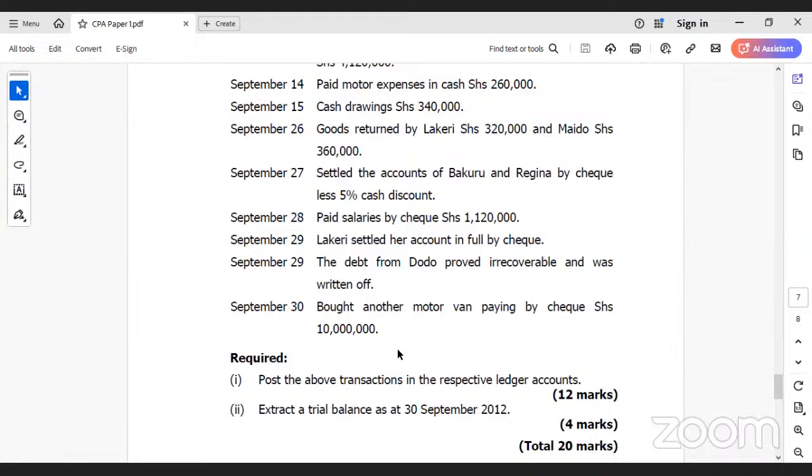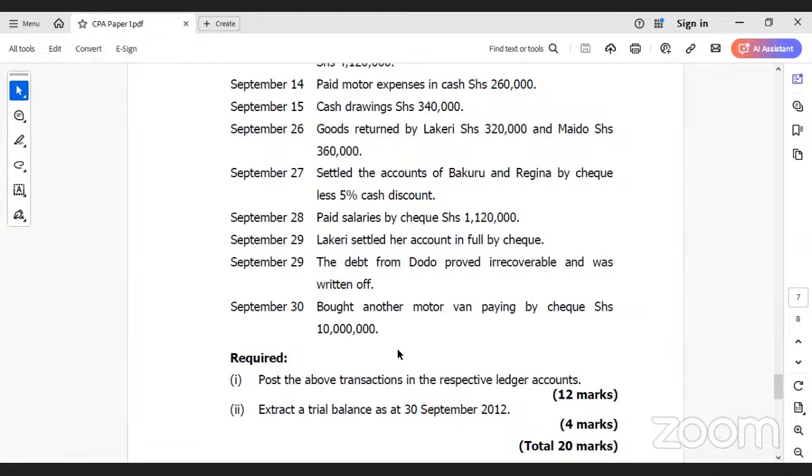Let me try. Yes, Pastor. A trial balance is a list of balances from general ledger accounts, at a specific point in time, of course. Now, our point in time is 30th September 2012.